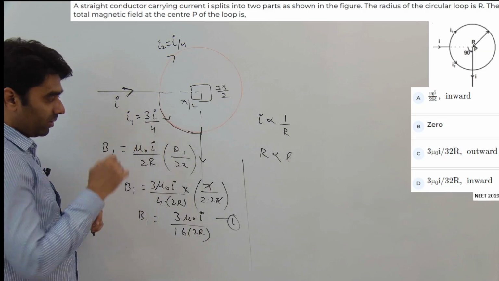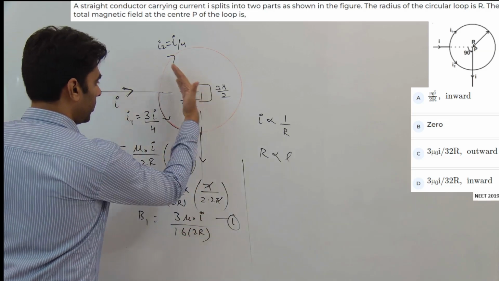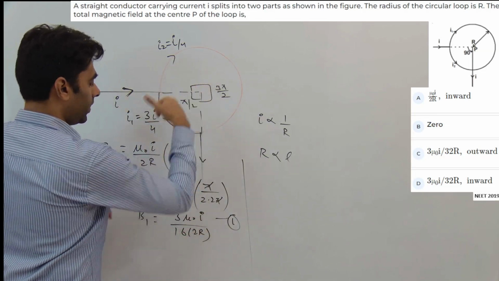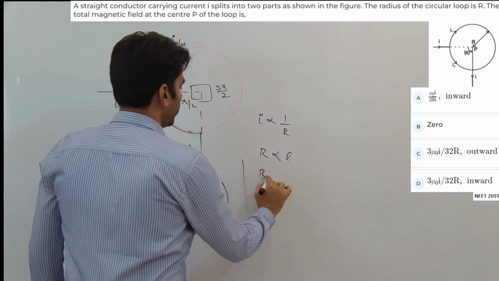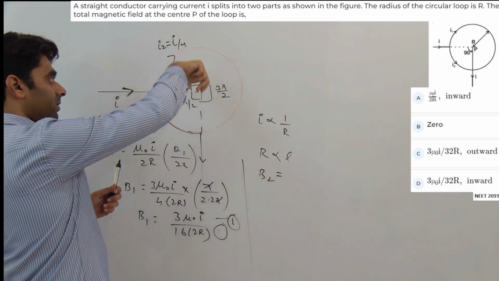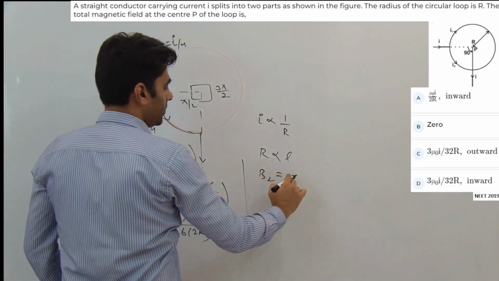One more thing we should see. Magnitude we got it. Direction will be outward direction, so I am putting a dot circle over here. Now B2. The direction will be inward, but let's see the calculation first.